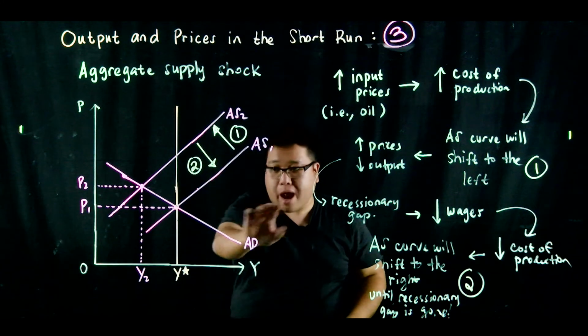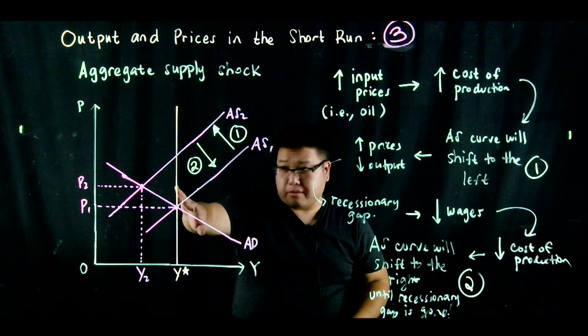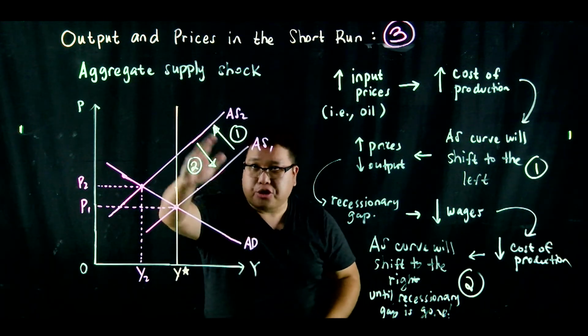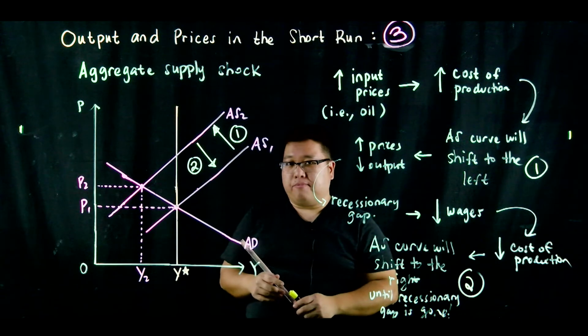So all the action that's going on here is just with the aggregate supply curve. There's no action going on on the demand side. See, the demand curve didn't shift. All the action happens with the aggregate supply curve. And there you have it.